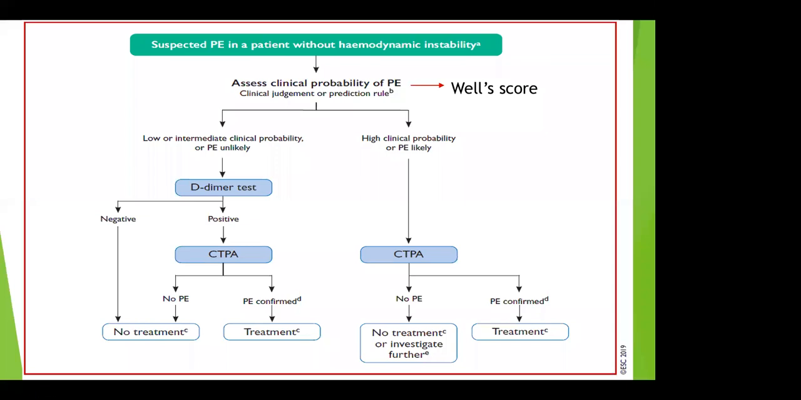But in a hemodynamically stable patient, the patient did not come in shock. So we can apply the Wells score that we are familiar with. And if the patient has a low or intermediate probability based on Wells score, then we can proceed with a D-dimer test to attempt to exclude PE. But if the patient has a high clinical probability of PE on Wells score, the patient should proceed straight with a CTPA.